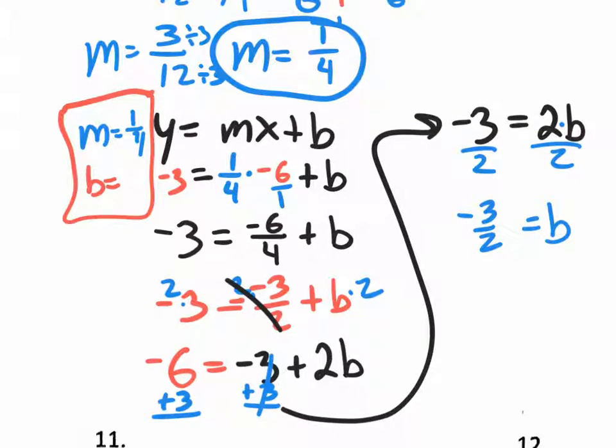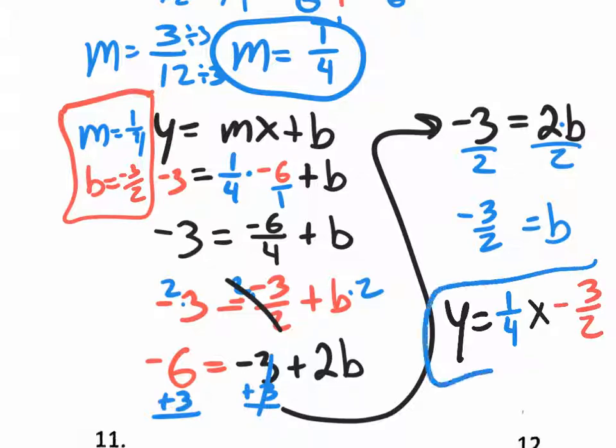So I found my m from above using the slope formula, and I found my b value. My b value is negative 3/2. So my slope-intercept form equation will be y equals m, which is 1/4, x plus b, which happens to be a negative 3/2. And that's your slope-intercept form equation.